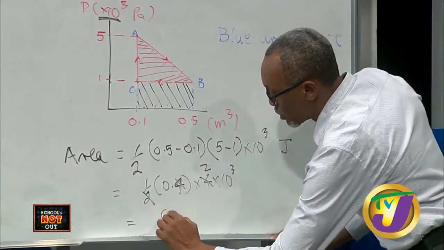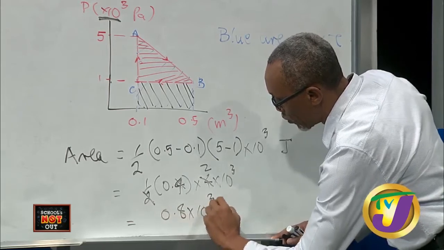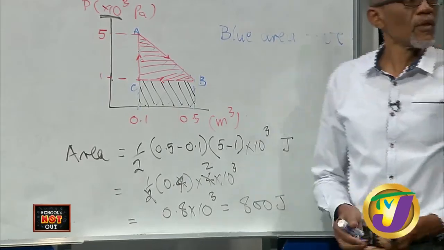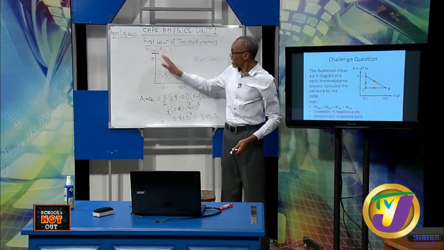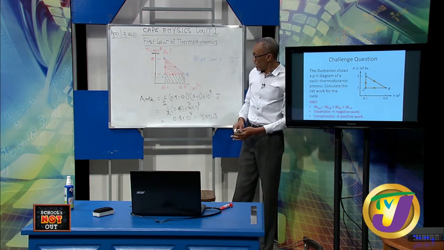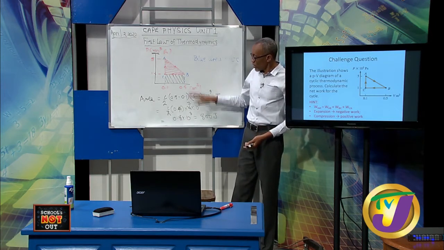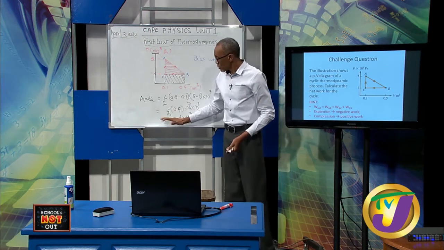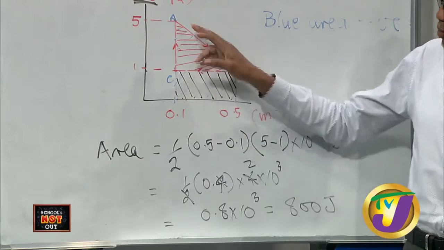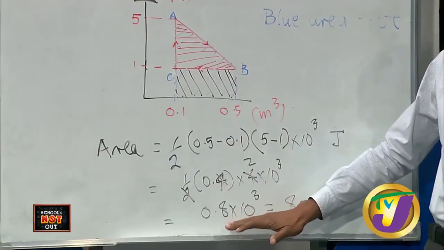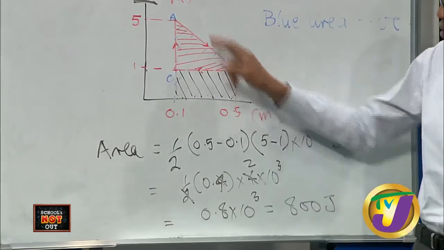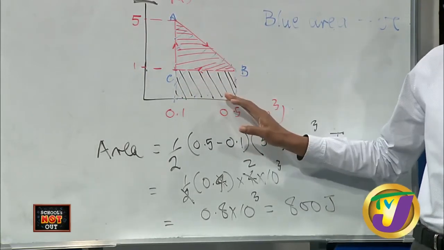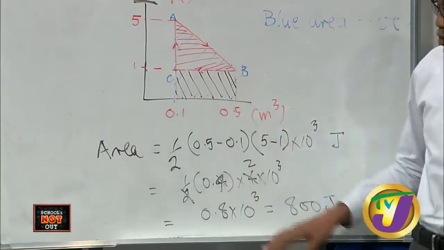All right, that will be equal to 0.8 times 10 cubed, and that would be 800 joules. So in this particular cycle, the work done would be 800 joules. So the question is this: remember the larger area, this works out this way because it's the large area in blue minus the small area. But the large area in blue is negative and the smaller area is positive.